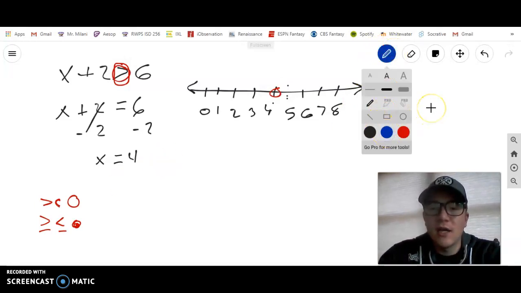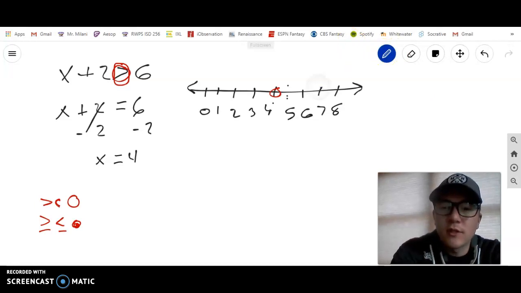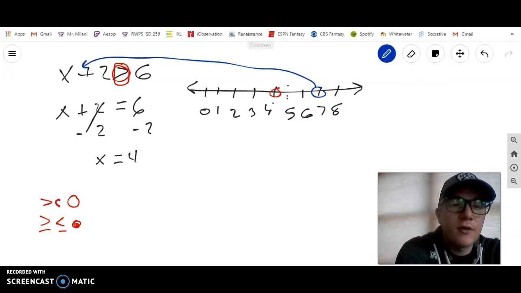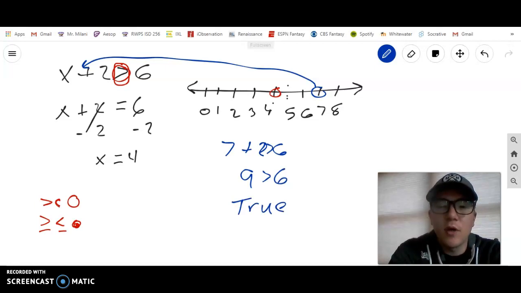And then we had you guys testing a value. It didn't matter which side you were looking at here. Let's say that we just want to test value number 7. So I'm going to take that one and plug it in for that x and see if this works. So 7 plus 2 is greater than 6. Is that going to work? 7 plus 2 is 9. Is 9 greater than 6? Yes. Since that is true, that means we are going to shade towards that value that we tested.